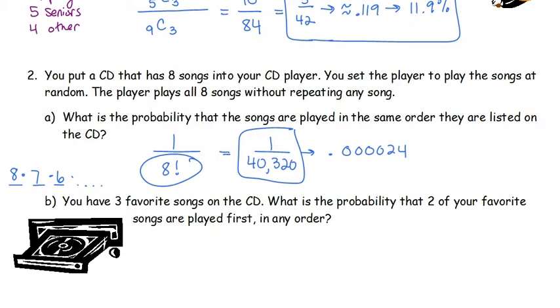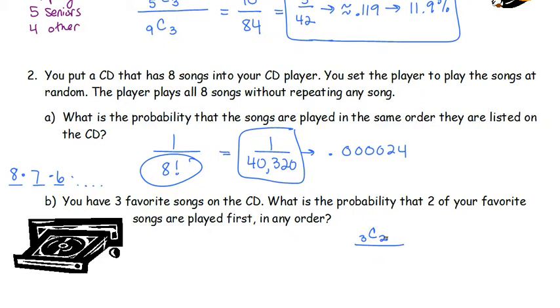For part B, you have 3 favorite songs on your CD. What is the probability that 2 of the favorite songs are played first in any order? Okay, so it's getting a little bit more complicated because we're choosing songs. You have 3 favorite songs. We want 2 of your favorite. So if I'm going to successfully choose 2 of my favorite, the ways to be successful are 3 choose 2.